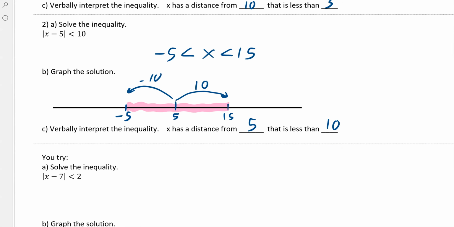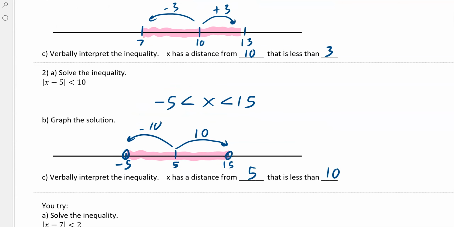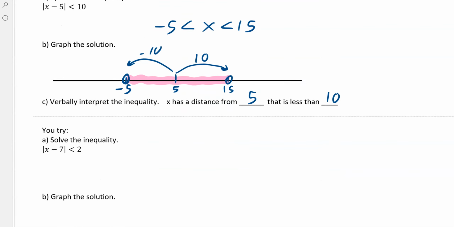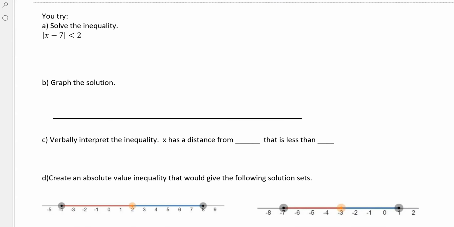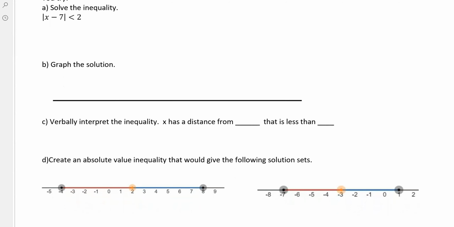So to add that to the graph, we know it's less than. So these are actually open dots on our graph, right there and there, or they're parentheses, however you want to look at it. But our interval would be from -5 to 15. All right, so I want you to try this one. And then at the very bottom, I want you to create 2 absolute values for each of these. So what would the absolute value inequality be for this one? And what would the absolute value inequality be for this one? So hit pause and give them a shot now.